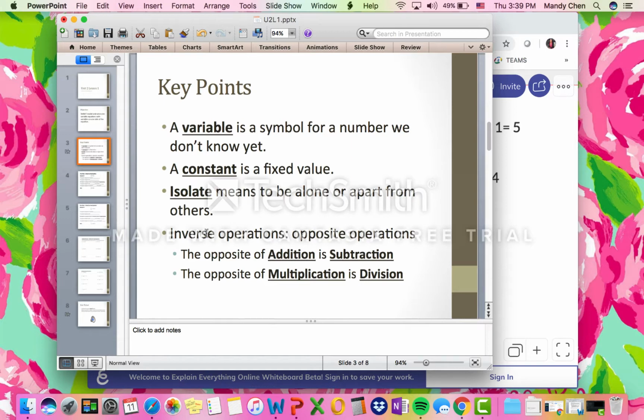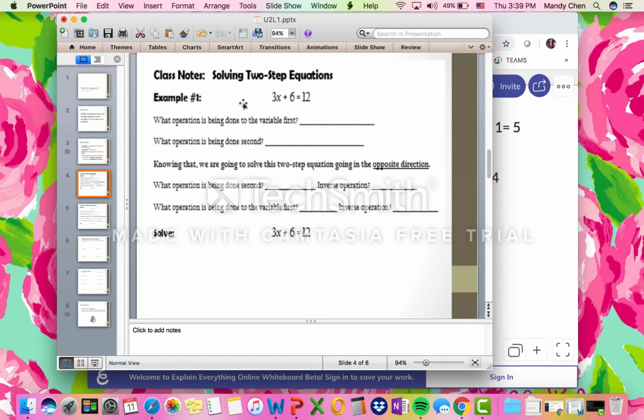In these equations, we're going to do reverse operations, which means we're going to do the opposite of whatever we see. An example of this is the opposite of addition is subtraction, and the opposite of multiplication is division. Within an example, solving two-step equations, we have 3x + 6 = 12.